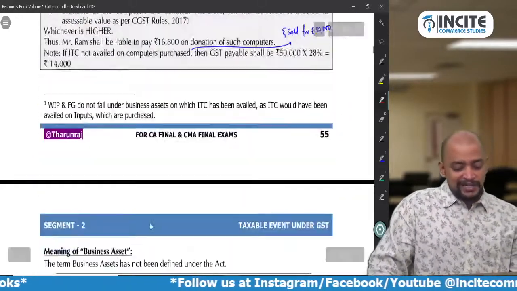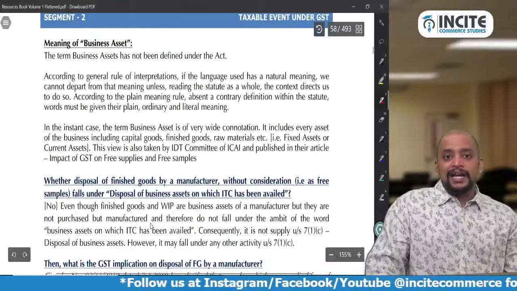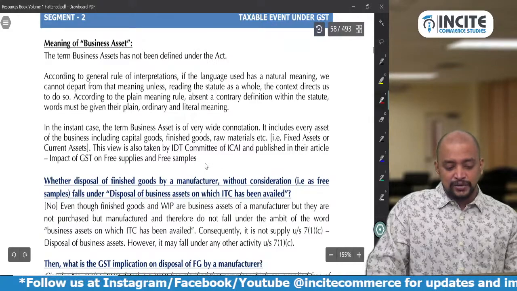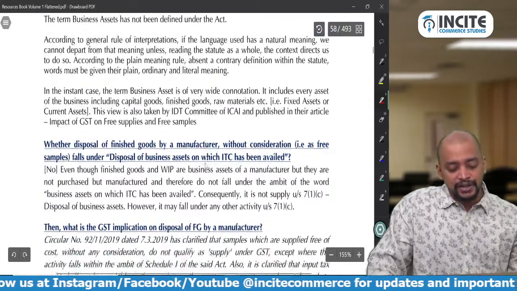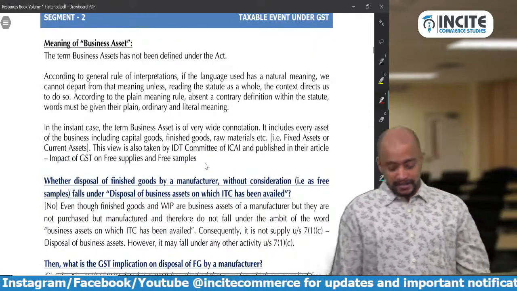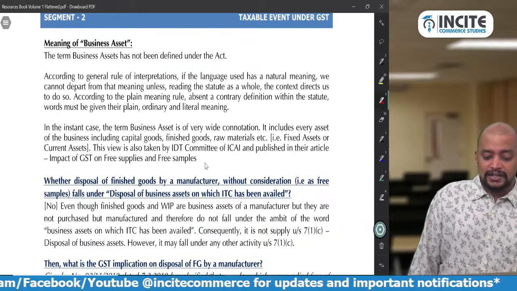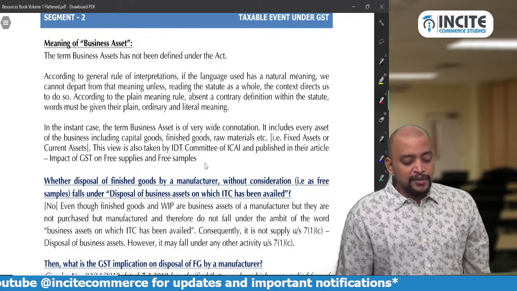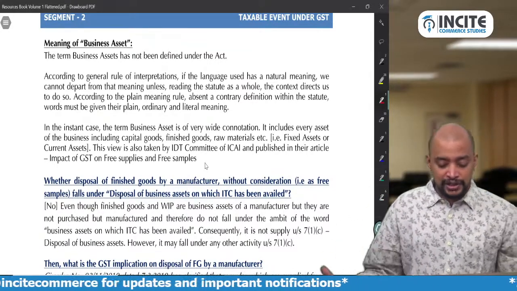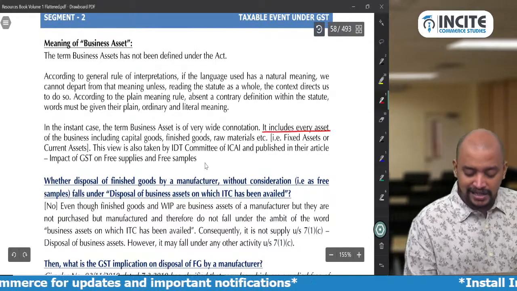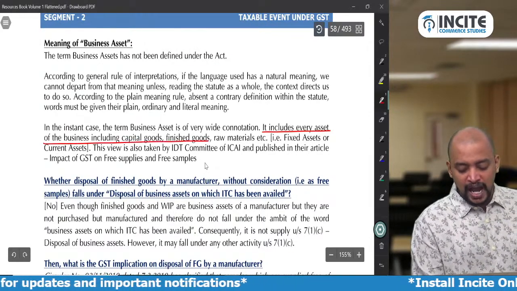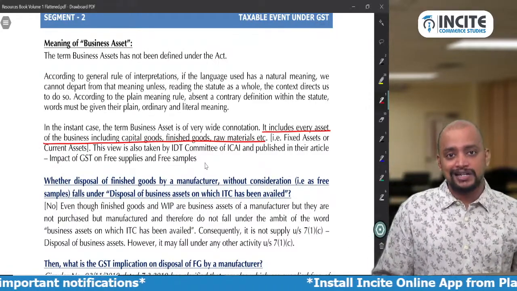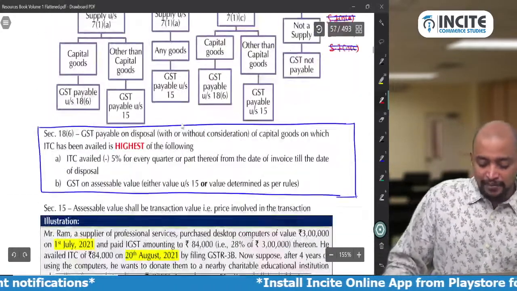Where is it given, sir? It is given by the IDT committee of ICAI. They have given an article related to that. You can see it in the next page. What is the meaning of business asset? It is not defined under the Act. So we need to refer to the general meaning, and business asset is of wide connotation. It includes every asset of business, including capital goods, finished goods, raw material, etc., which means fixed asset or current asset. So business asset can be anything.